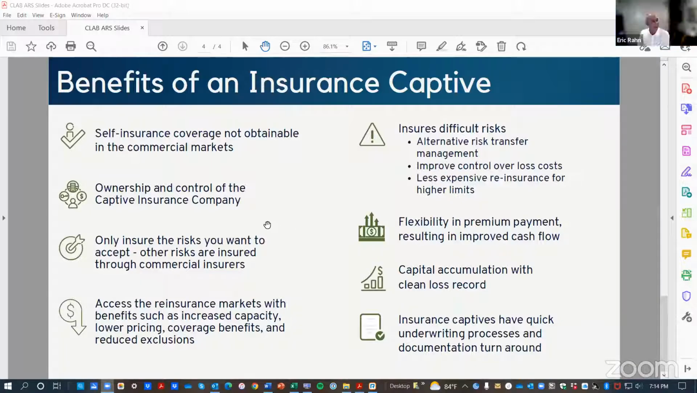Ownership control of the captive insurance company. You control and determine your risk. You only insure the risk you want to accept. Other risks are insured through commercial insurers. Access the reinsurance market with benefits such as increased capacity, lower pricing, coverage benefits, and reduced exclusions. Insure difficult risks, improve control over losses, and get less expensive reinsurance for higher limits.